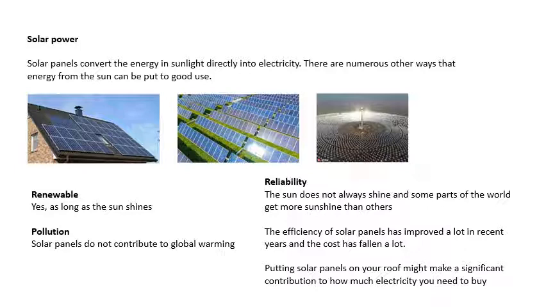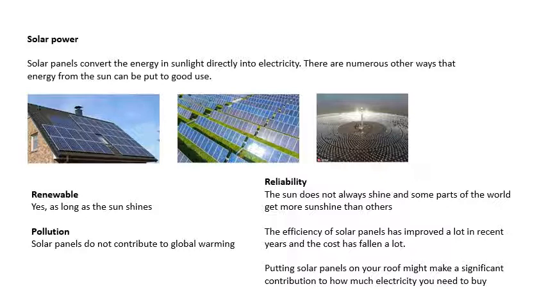Solar power. Now, solar power converts the energy of sunlight directly into electricity. There's no turbines, they just produce electricity. And there's other ways that you can use the energy of the sun as well to generate electricity. Renewable, yes, as long as the sun shines and it's got a few billion years to go. Pollution. Now, actually making the solar panels and disposing of them, if you do it carefully, basically when you use solar panels, there is no pollution. They don't contribute to global warming.